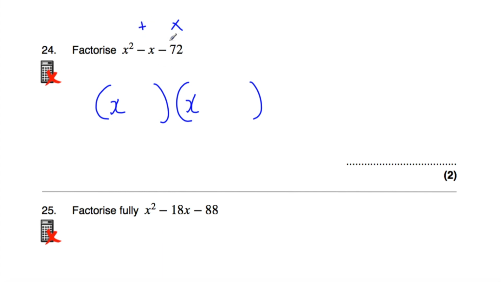So let's think of numbers that multiply together to be minus 72. I'm thinking of, to begin with, minus 2 and 36, because obviously they multiply to be minus 72, so one has to be positive and one has to be negative.